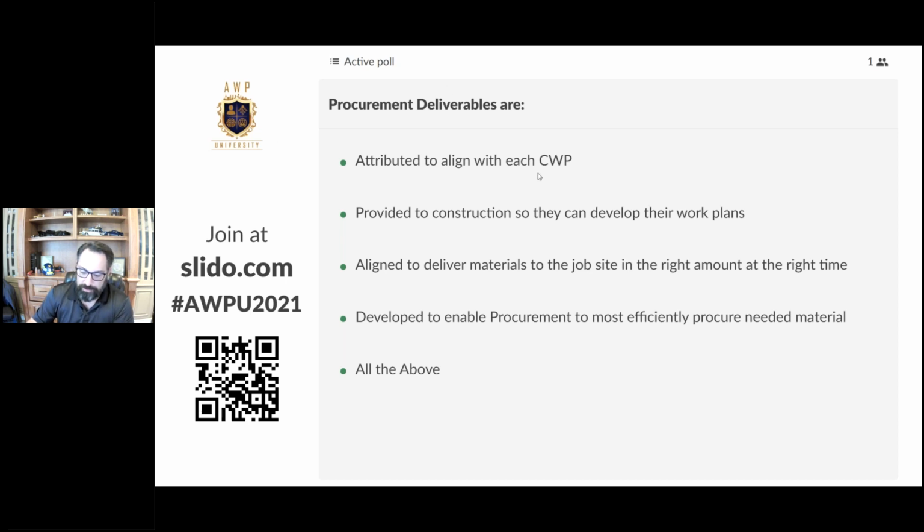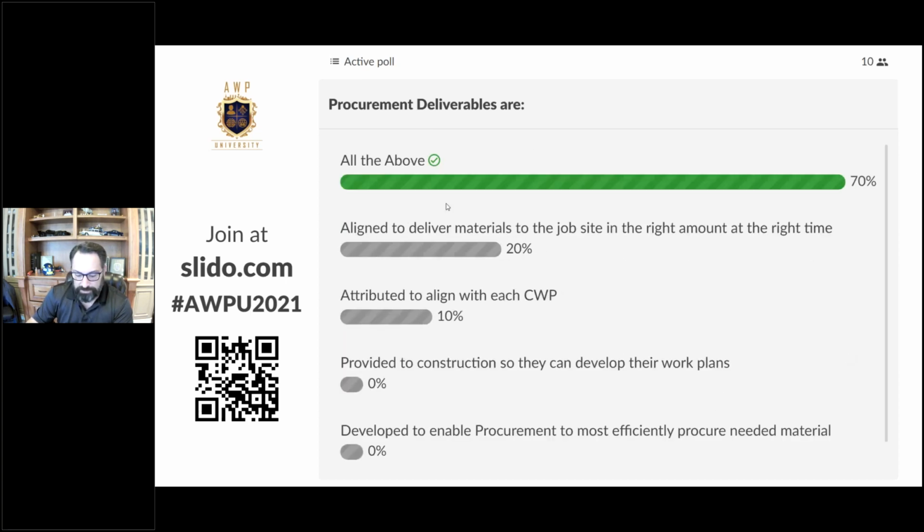So attributed to align with each CWP, we definitely want our PWP groupings to align as best we can to our CWPs. We're going to create that web and map it. Provide it to construction so they can develop their work plan. Those PWPs, complete with schedule and components, will be constraints that we will identify in execution to develop the individual work plans and when we're going to execute which IWP. Align to deliver materials and develop to enable procurement. So we're definitely seeing a theme here of all the above.